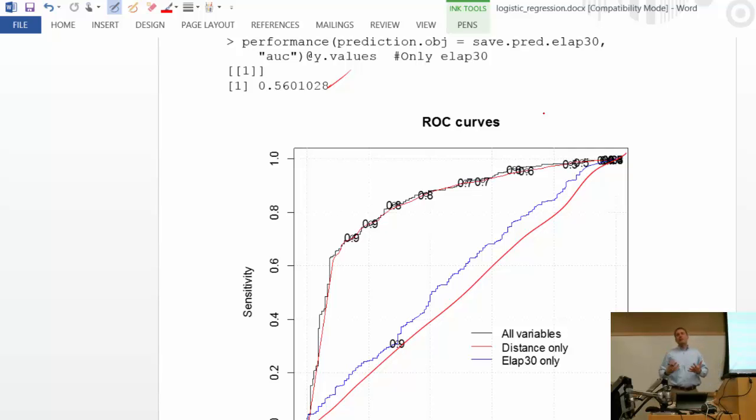Also, this example helps to point out that just because a variable is, let's say, significant, as lap 30 to some respect was, depending upon what your alpha was that you set, it does not necessarily mean it's going to be very helpful for classification. Classification, in other words, predicting success versus failure, is something quite different from whether a particular variable actually, let's say, affects the probability of success.